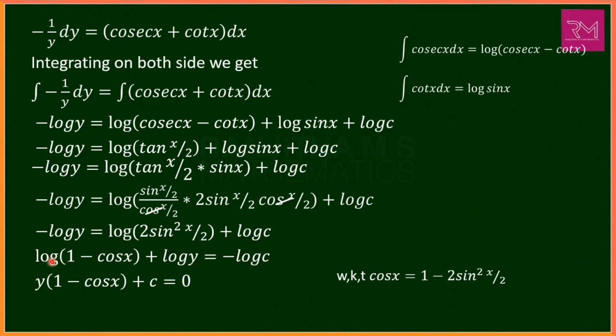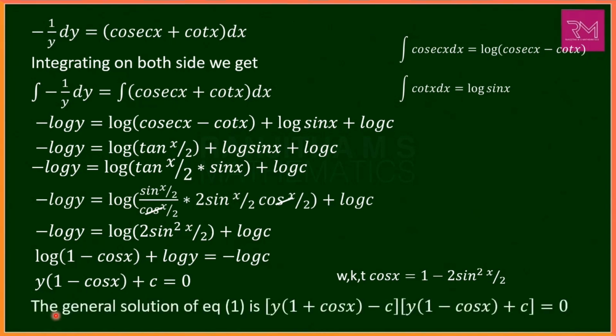So we have this of the form log m plus log n, hence we get log of m into n, that is log of (1 minus cos x) into y, which is equal to minus log c, that is log of c inverse, that is log 1 by c. Hence we cancel this log term, since this is a constant term, 1 by c we can write simply as c itself. So take this c value to the left hand side, we get y into (1 minus cos x) plus c, which is equal to 0. This is the value for case 2.